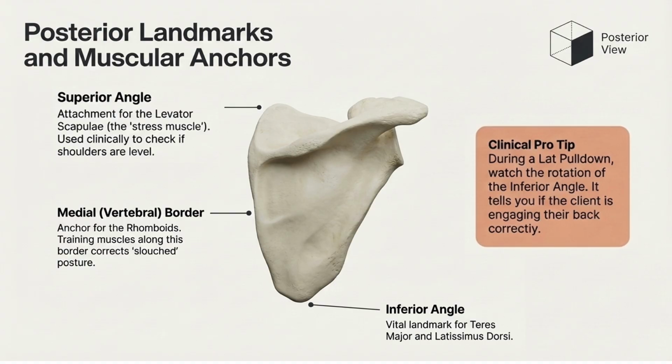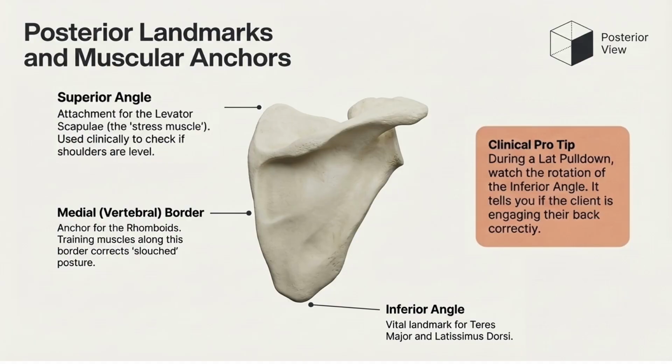Posterior landmarks, the back. Starting from the top. Superior angle. This sharp upper corner is the attachment point for the levator scapulae, the stress muscle of the neck. Clinically, we use this as a landmark to check if the shoulders are level.